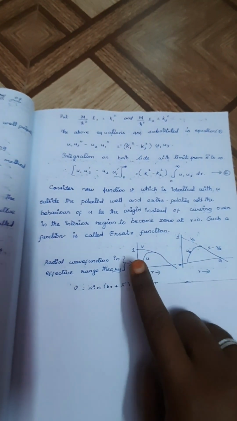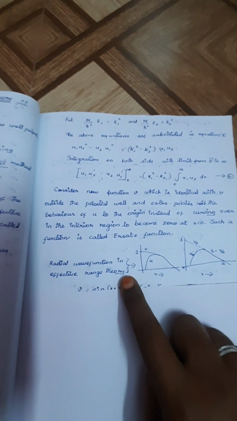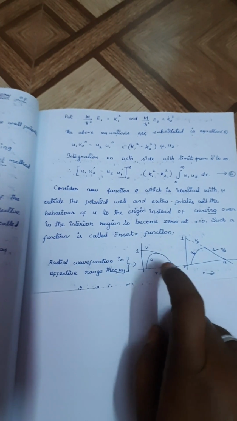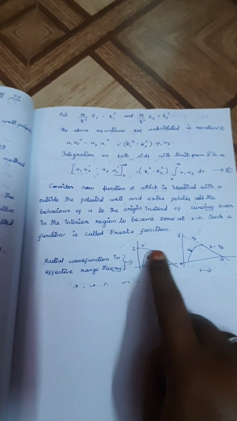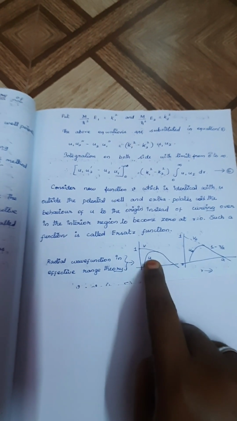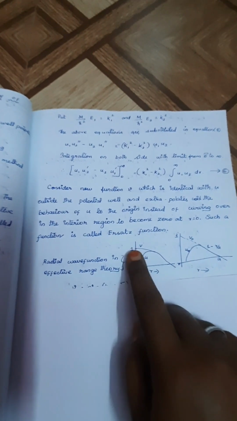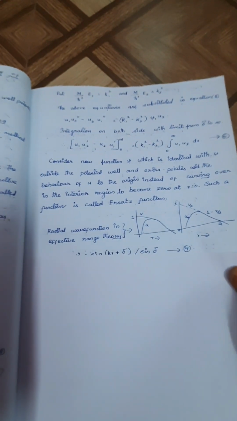Suppose we draw the diagram for the radial function as well as the distance. Scattering length means automatically the wave function is bending like that. It is the radial wave function and it is for the effective range theory. Here, inside the potential the wave function is U, and outside it is denoted as V.